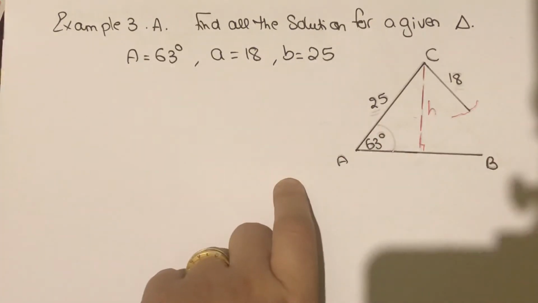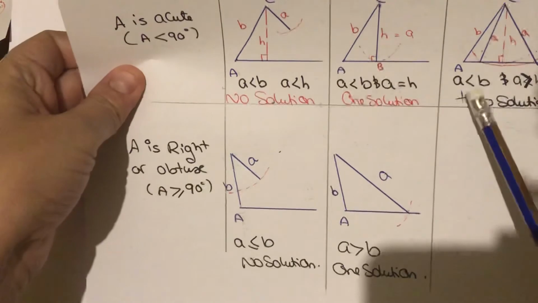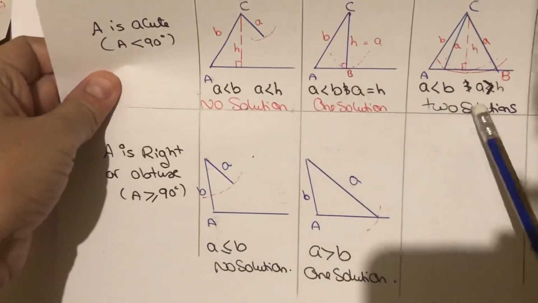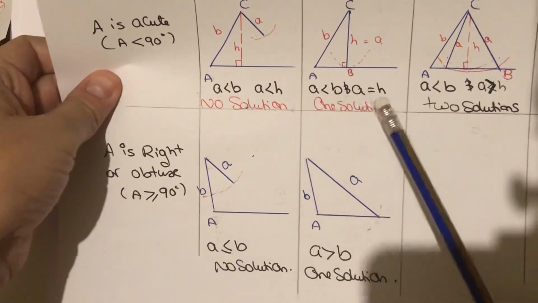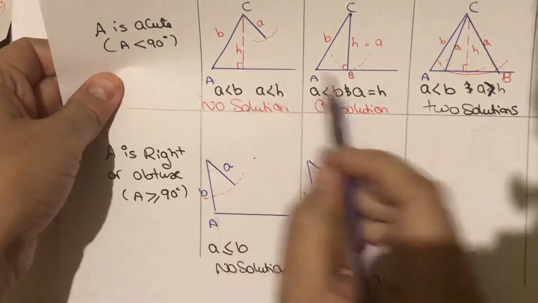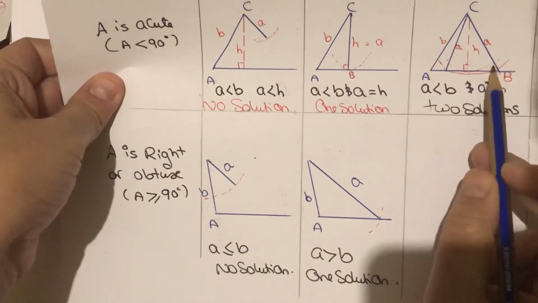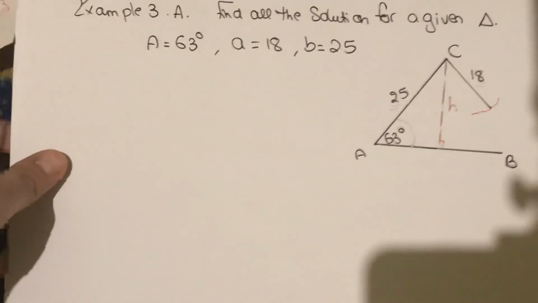Now I have a case, and I think I'm somewhere here. I'm either A less than B, A equal to B, or A greater than B. It's one of the three. How will I know where I am? I will know when I know H. If A is less than H, I'm here. If A is equal to H, I'm here. If A is greater than H, I'm in this case, which has two solutions. How will we calculate H?